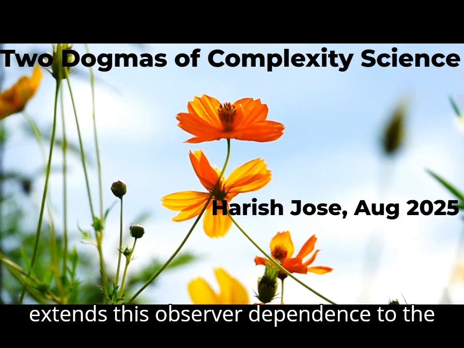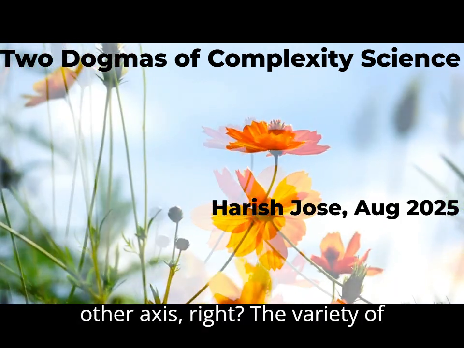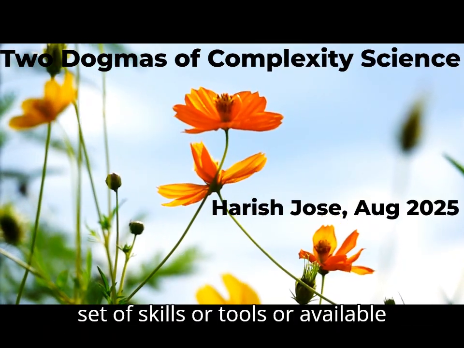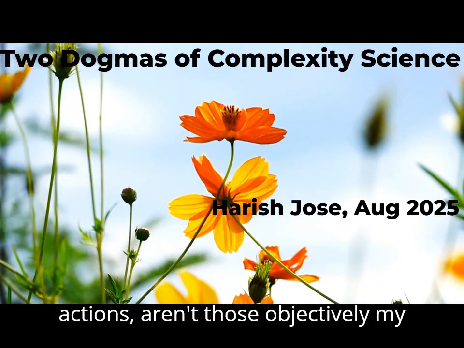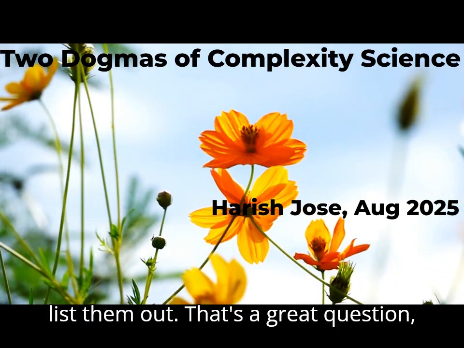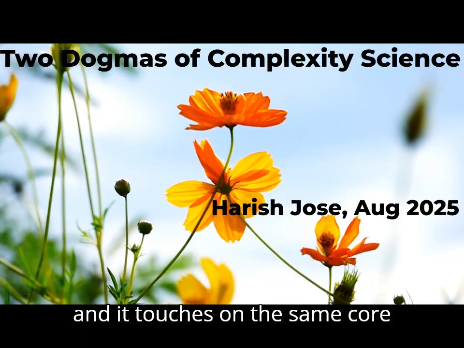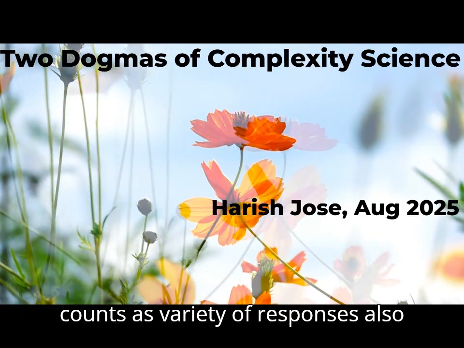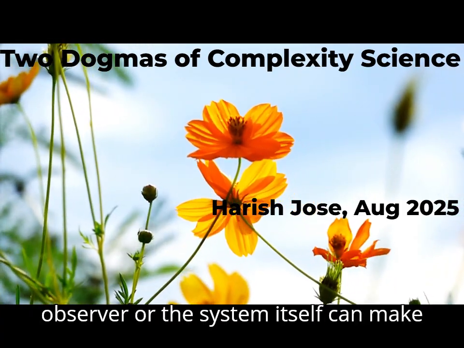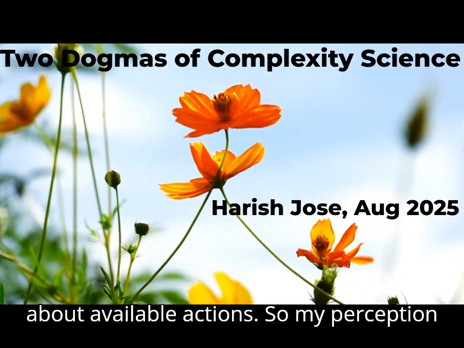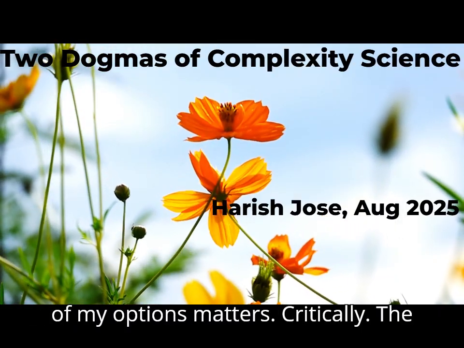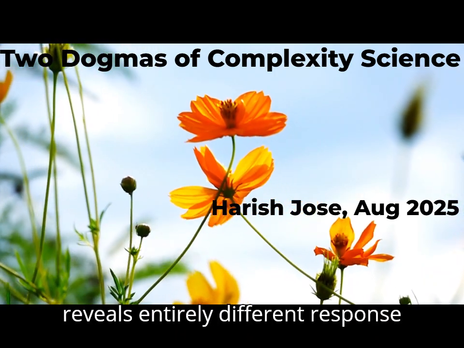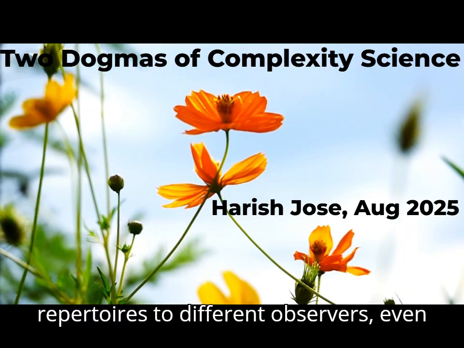But Harris also extends this observer dependence to the other axis, right? The variety of responses, the x-axis. It does. How does that work? I mean, if I have a certain set of skills or tools or available actions, aren't those objectively my response variety? It feels like I could list them out. That's a great question, and it touches on the same core misunderstanding. Harris argues that what counts as variety of responses also depends entirely on the distinctions an observer or the system itself can make about available actions. So my perception of my options matters. Critically, the same ER situation we just discussed reveals entirely different response repertoires to different observers, even among the professionals.